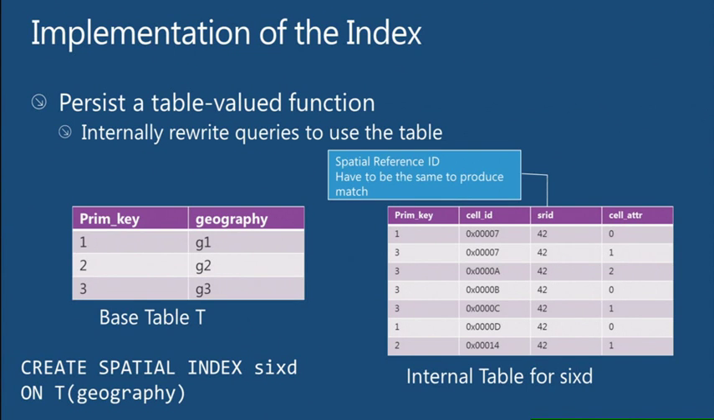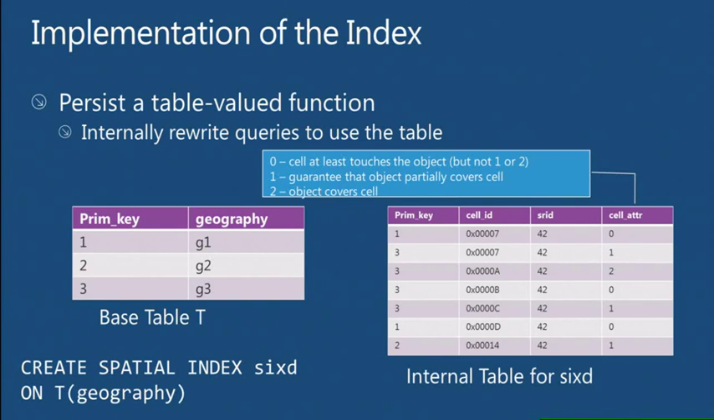Then the SRID is there in case we want to make optimizations based on the fact that only objects with the same SRID can be operated on, although I think we are currently not doing that. And then the cell attribute is very important. For each object-cell relationship, we record the state of how they relate to each other. If we see that the object is bigger than the cell and is covering it completely, we give it a 2. If the object is definitely within the cell, but not completely covering it, we give it a 1. And then the 0 is when it's neither 1 or 2.